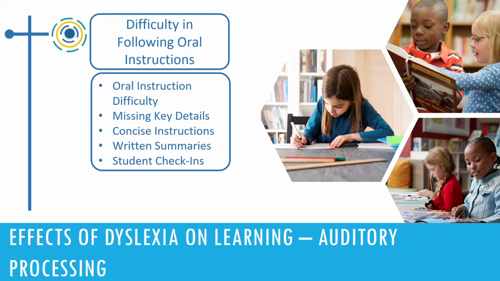To aid their understanding, instructions should be concise and clearly structured. It's also beneficial to provide written summaries or checklists of verbal instructions, and to check in with the student to ensure they have understood the task. Addressing auditory processing and memory issues is key in supporting dyslexic learners effectively. By understanding these challenges and adapting communication and teaching methods, educators can help these students access and engage with the curriculum more successfully.